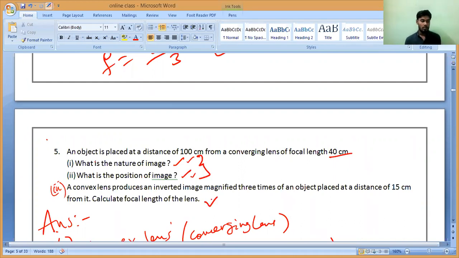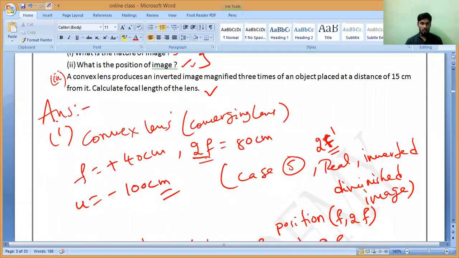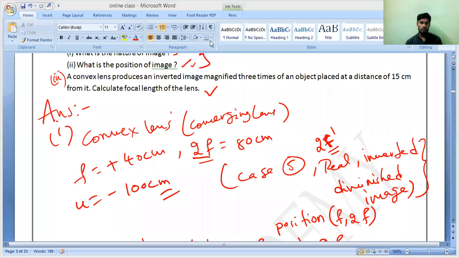Sir, nature of the image means magnification only, sir. Nature of the image is magnification. That's all. It is a real, inverted, and diminished image. That is the nature. Understand, Varshini? Yes, sir. That is the nature.